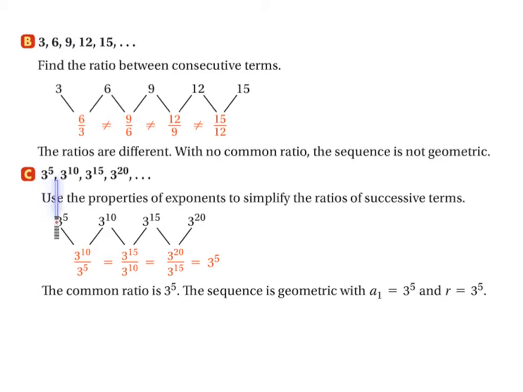A third sequence, notice it's a little different here. 3 to the 5th, 3 to the 10th, 3 to the 15th, and 3 to the 20th power. And again, we're not even necessarily figuring out what those are, but if we find those ratios, they all turn out to be 3 to the 5th power. So that is a geometric sequence. Again, a common ratio of 3 to the 5th, and actually a first term of 3 to the 5th as well. So notice, they're both the same, and there's nothing mathematical about that. It just happens to be that that's the first term and the common ratio.